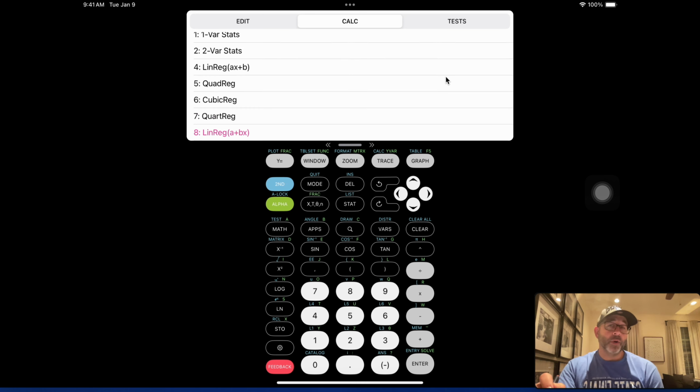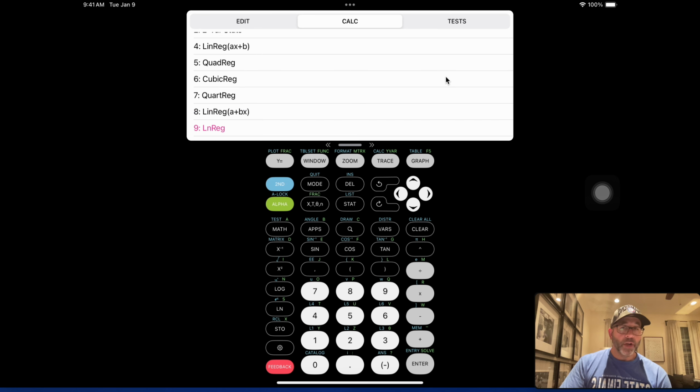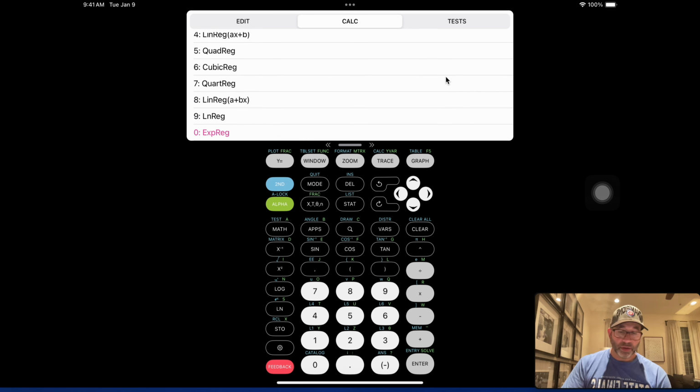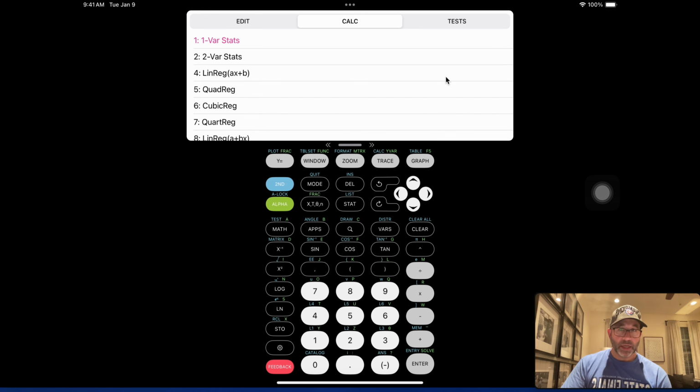You notice that number 4 and 8 are exactly the same. The only difference is that we have ax plus b versus a plus bx. Normally we use number 4. It's not going to be the change of the world if we do the other one. We usually stick with number 4. We have natural log regression, exponential regression, power regression, and that is all the regressions that we're going to do. So for this first problem, if you go back to it, it says, let's find the linear regression first.